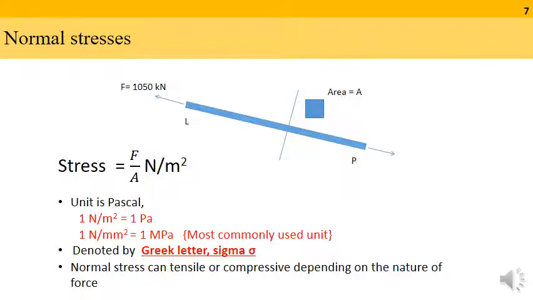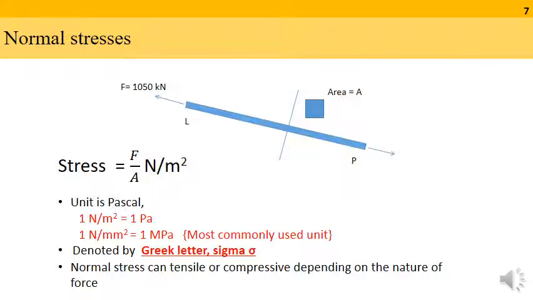The unit of stress is Pascal. 1 Newton per meter square is 1 Pascal and 1 Newton per millimeter square is 1 megapascal. Be very careful about the length unit that you use. Try to be consistent throughout the problem. 1 megapascal or 1 Newton per millimeter square is by far the most commonly used unit. Stress is denoted by the Greek letter sigma.